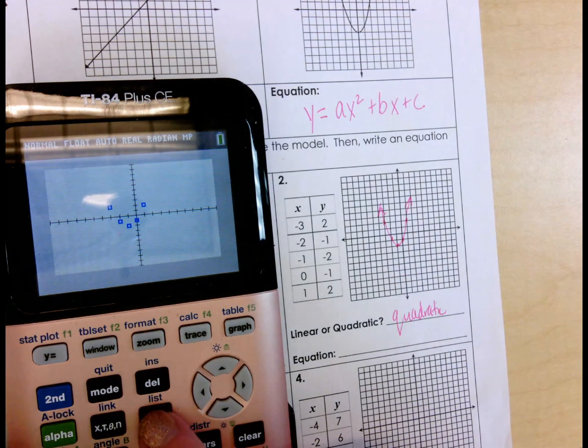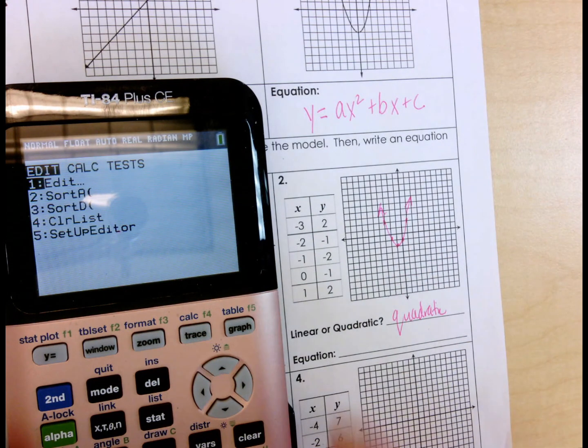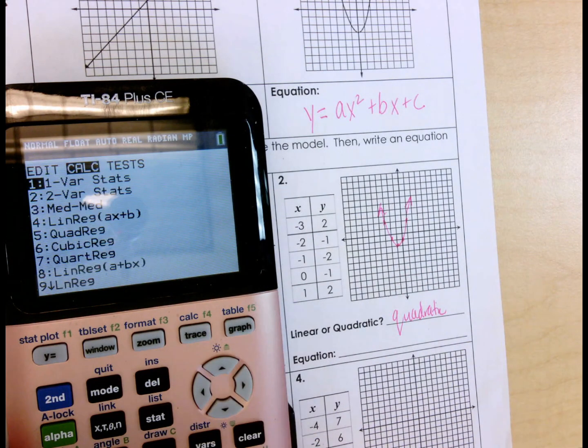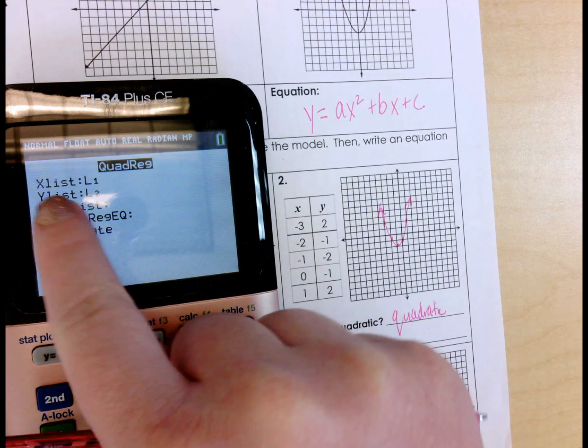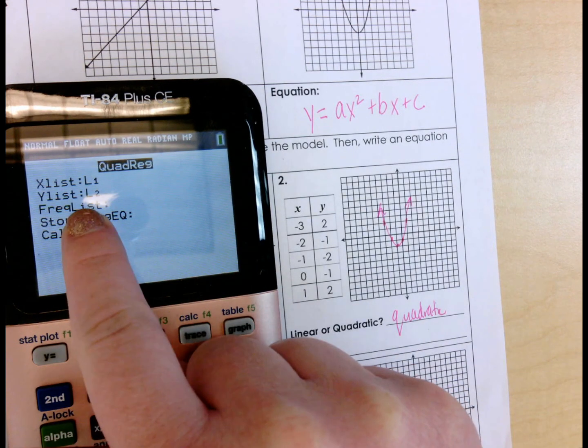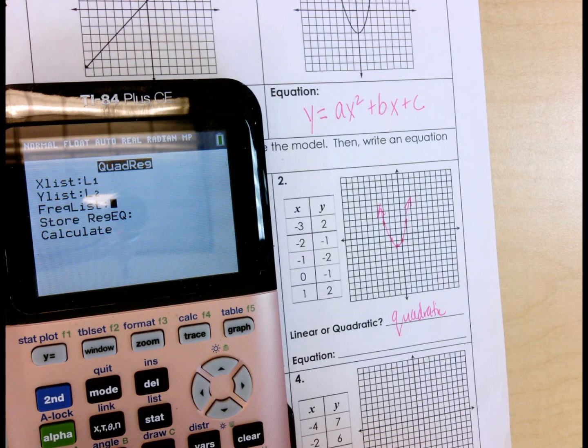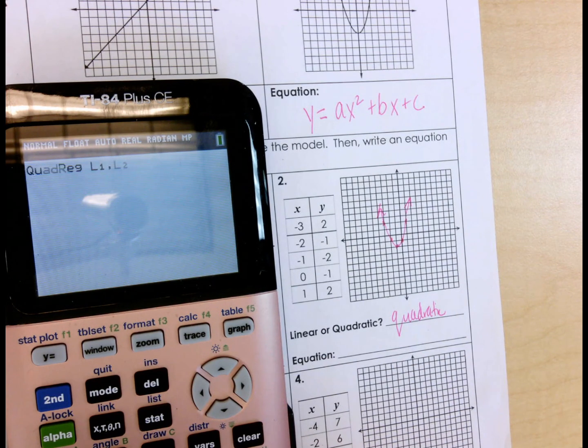So now I'm going to go back and press Stat again. Okay, I'm going to go to the right and press Calculator, and I'm going to scroll down to Quad Reg, okay, which is Quadratic Regression, and I'm going to press Enter. Okay, and again, I'm using L1 as my X and L2 as my Y, so I'm going to press Enter all the way down until I get to Calculate, and then I'm going to press Enter again.